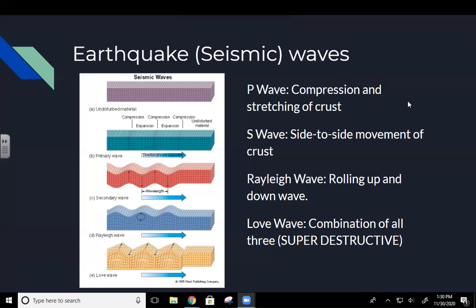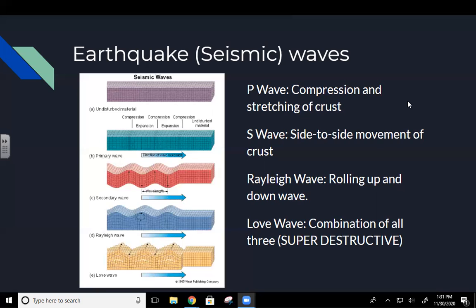Okay. An S wave is side to side. I like to think of an S as a snake wave. Rayleigh waves are kind of like ocean waves. They're rolling. They go up and down. Okay? And then a love wave.